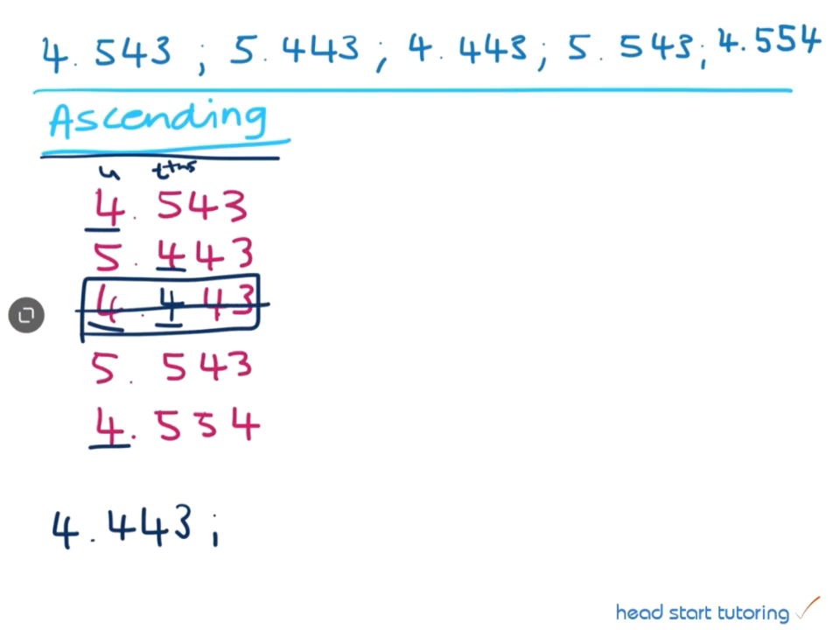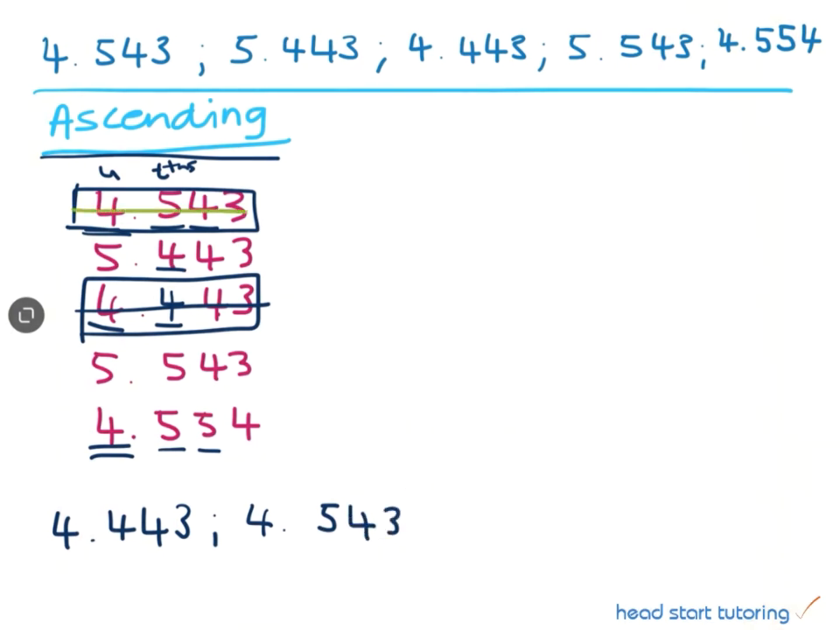Right. So now let's have a look at the next number. We're still working with our 4s because those are smaller than our 5s. Then we look in the tenths column to get a 5 and a 5. Those two 5s are equal, so we need to go into the hundredths column, and we see that that 4 is smaller than that 5. So this will be the next number. So we've got 4.543.